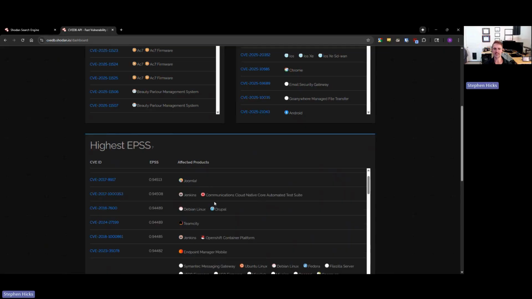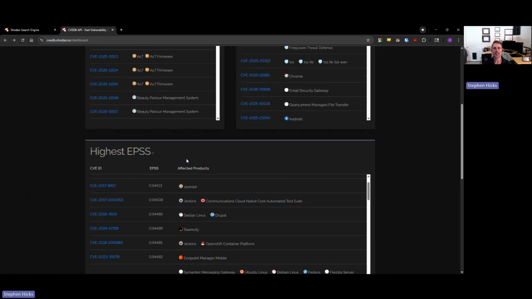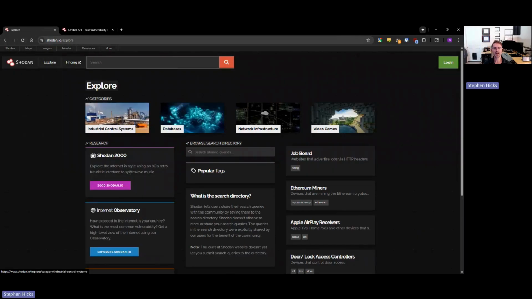Joomla's recently been hit. I can look at the vulnerabilities themselves. Here's exactly what's wrong and why and how. I know this is gibberish, but trust me, it's there. The interesting thing about this is that both of these search engines have APIs, right? Both of these search engines have the ability to programmatically interface with this.